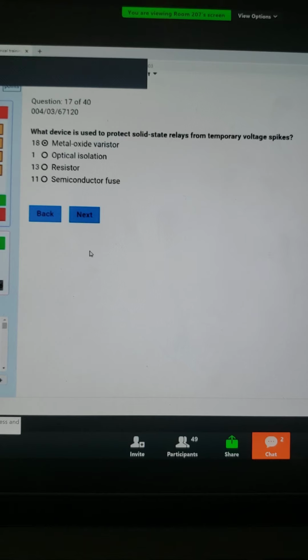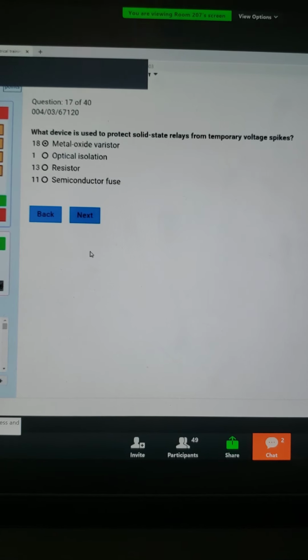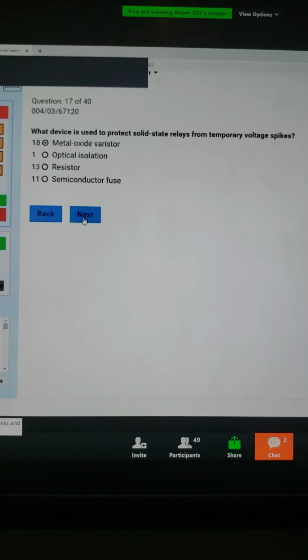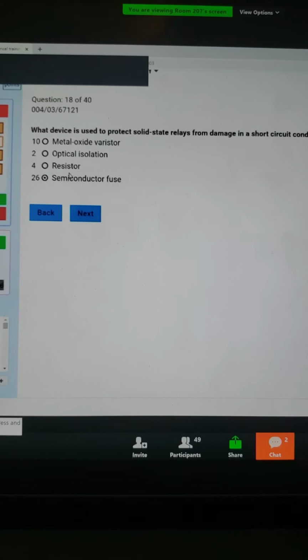What device is used to protect solid state relays from temporary voltage spikes? Metal oxide varistor. Semiconductor fuse opens on current, and metal oxide varistor opens on voltage. What device is used to protect solid state relays from damage in short circuit conditions? The fuse, semiconductor fuse.